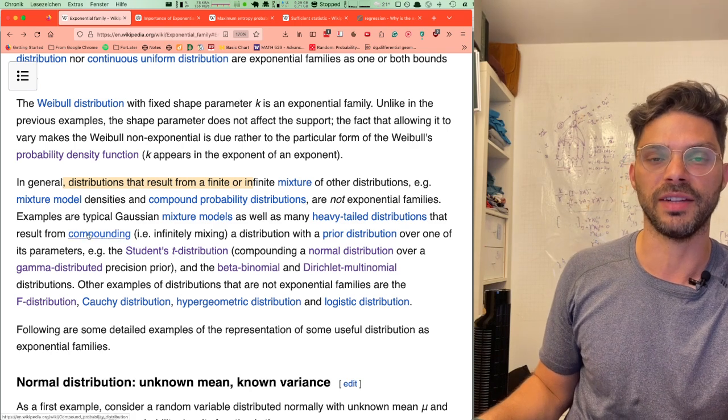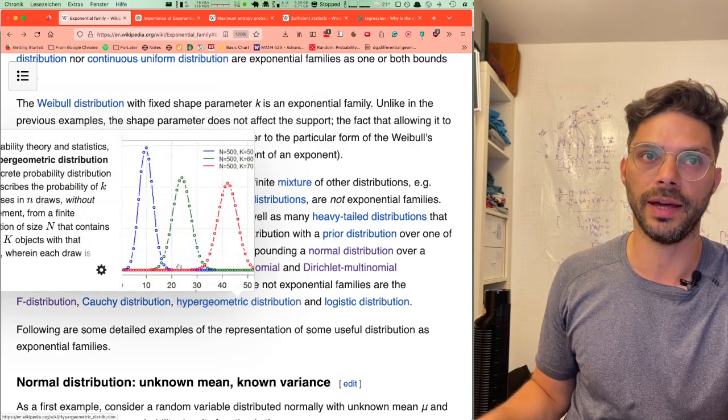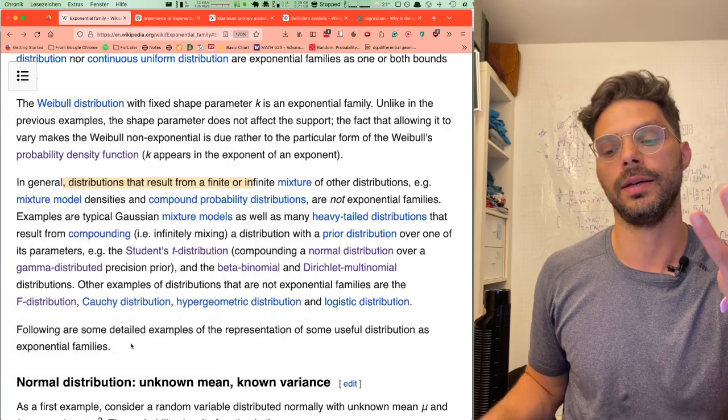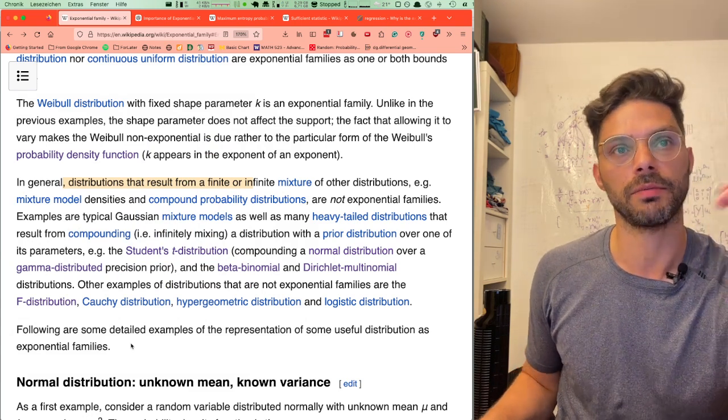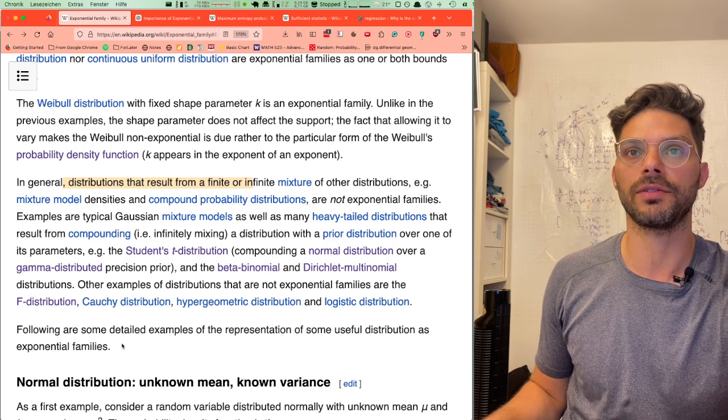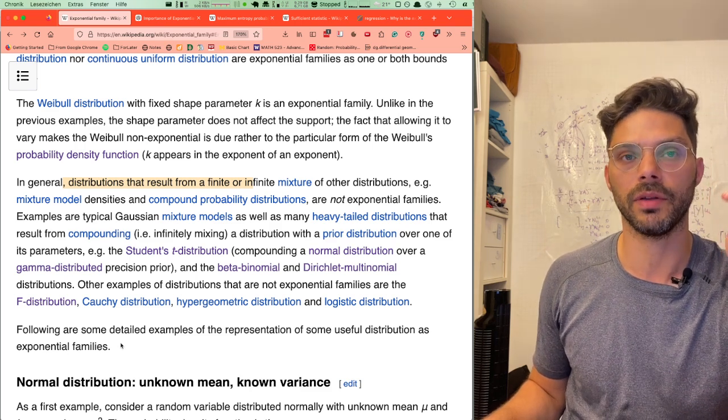So it's basically saying that if you have infinite mixtures like that, or even finite mixtures like the Gaussian mixture models we saw, those will generally not be in the exponential family. So not every single distribution is in there, but a lot of the very useful ones are.